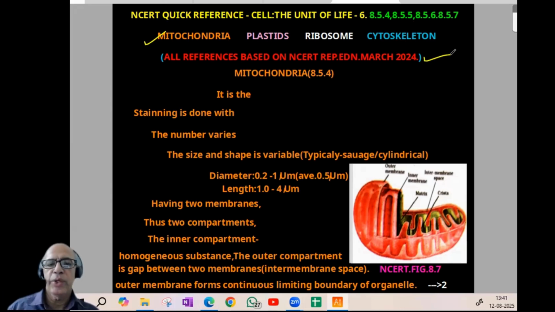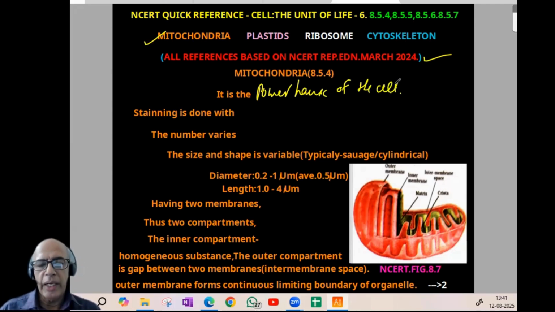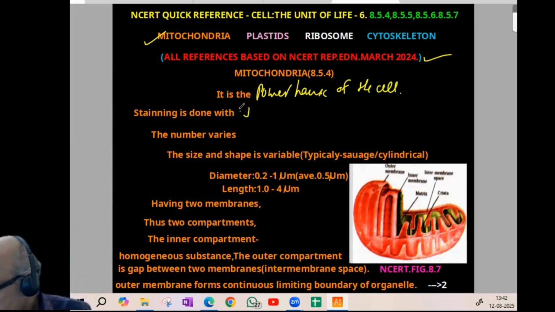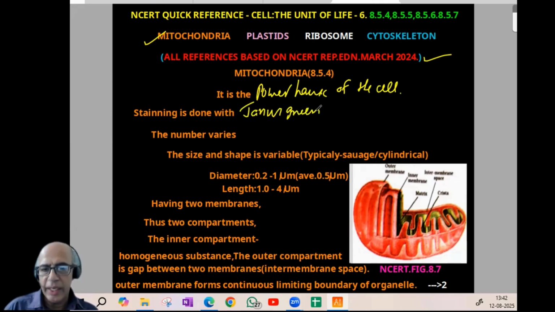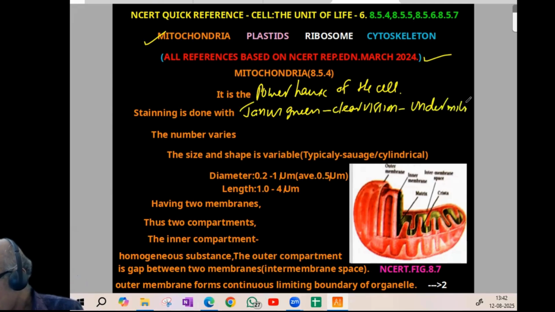So when we start to discuss mitochondria, it is supposed to be the powerhouse of the cell. Powerhouse of the cell, mitochondria. And to observe clearly, it is stained with a stain called Janus green. When we stain it, we can get a clear vision under microscope. So stain is Janus green.